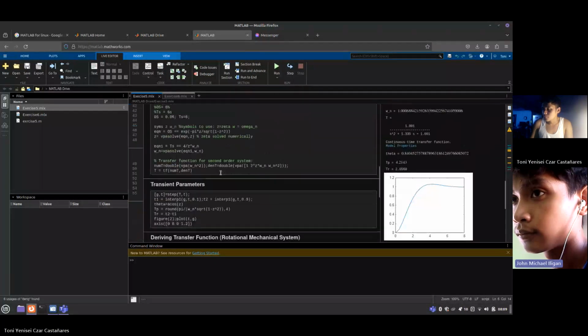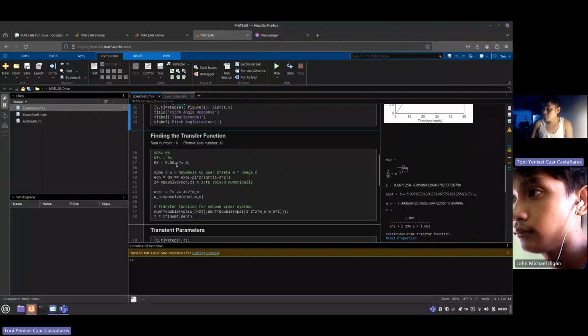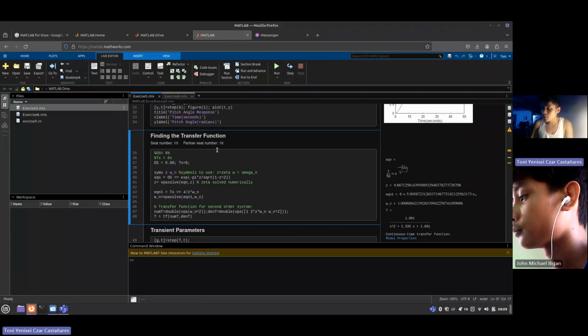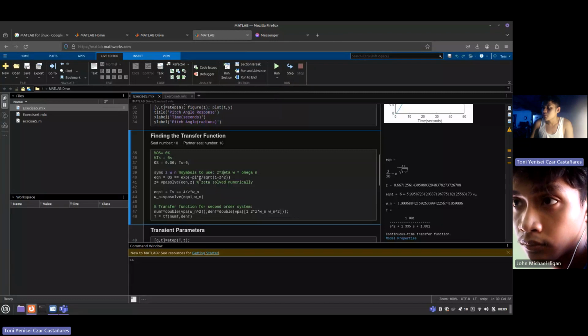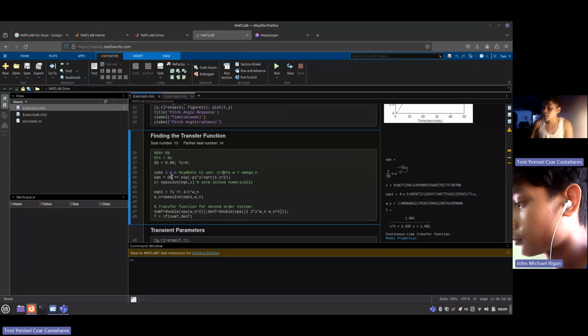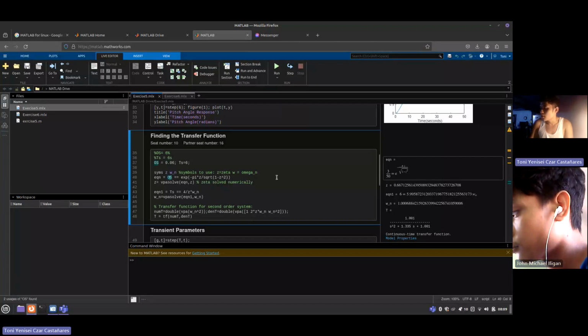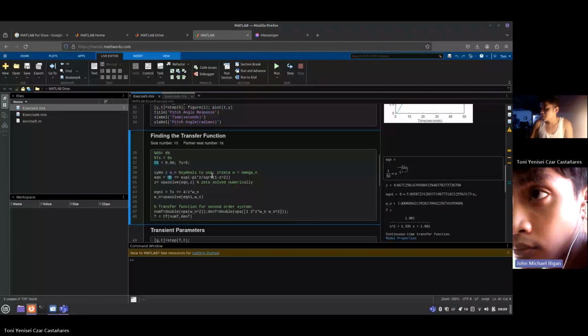First, what we did is we used the percent overshoot and the settling time to solve for zeta and omega n. So the equation for the percent overshoot is equal to e raised to negative zeta over the square root of 1 minus zeta squared, times pi. So you can actually see it here in the equation.